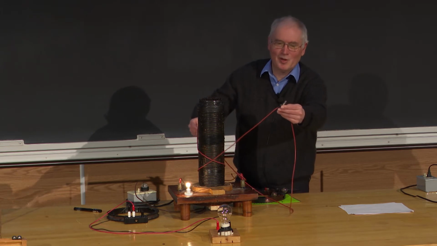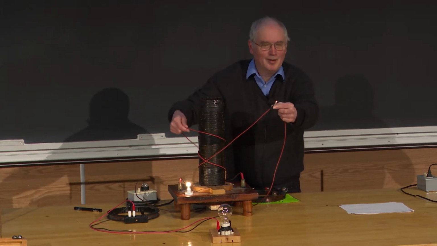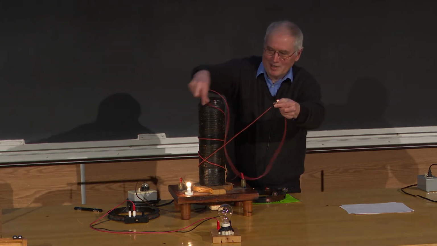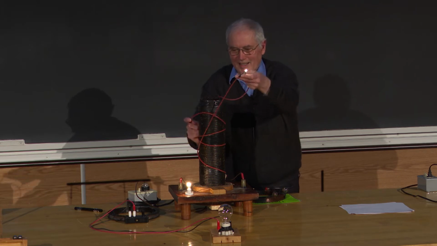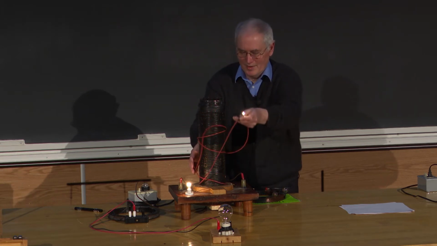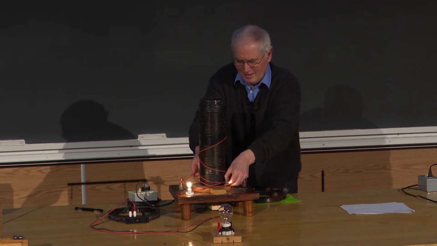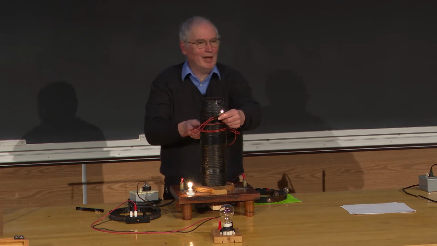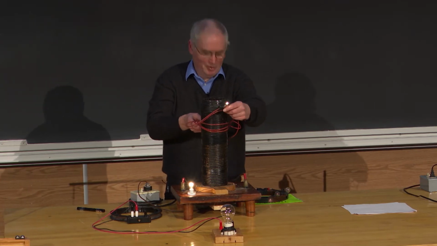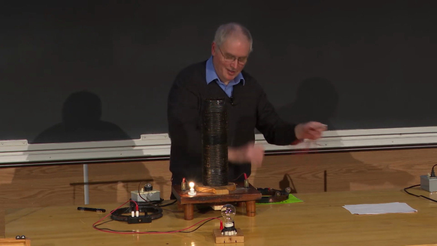Maybe people in the first row can see this light bulb is lighting up a little bit. Now you should see it more. As we do more and more turns, the light bulb is getting brighter. And so Faraday discovered this effect, that a changing magnetic field can make a current. And if you take more and more windings, you get more and more current.